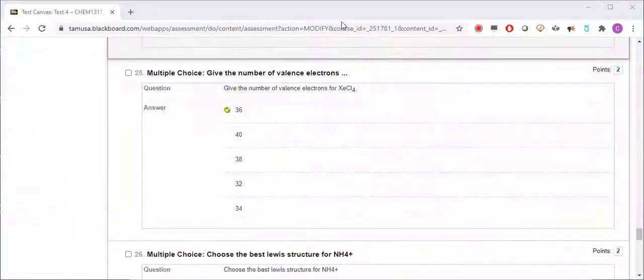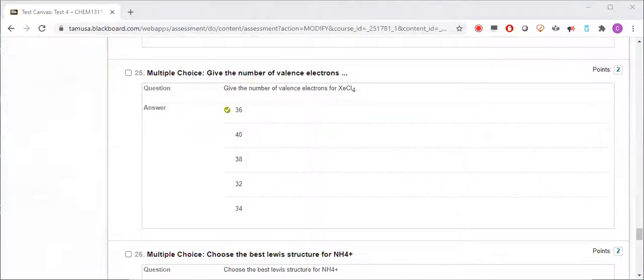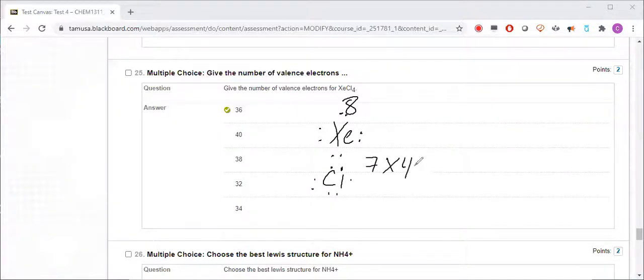All right, number of valence electrons in XeCl4. So Xe, I'm just going to draw out the Lewis symbol. Xe has a full octet, so that has 8. Cl had 7, and we have 4 of those. So 7 times 4 is 7, 14, 21, 28. 28 plus 8 from Xe is 36. So that's why it is 36.